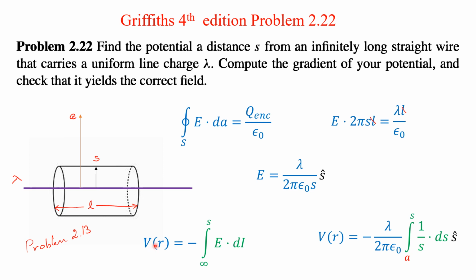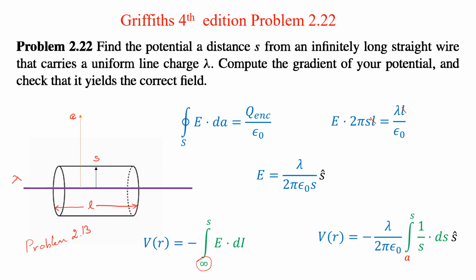Now you can find the potential. Potential is minus the integral from infinity to the point s of E dot dl, where dl is a small line element. So V of s is equal to minus lambda over 2 pi epsilon naught, bringing out only the s, which is the variable here, times the integral of 1 over s ds. Here I am replacing infinity, because infinity is meaningless, since the charged wire itself has infinite length. So I am taking some arbitrary, very long distance a. So V of s is equal to minus lambda over 2 pi epsilon naught times the integral from a to s of 1 over s ds.